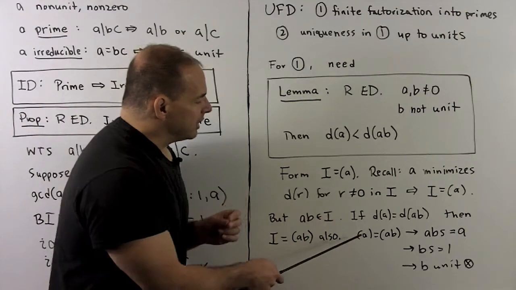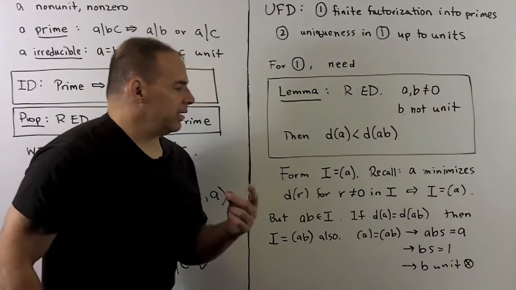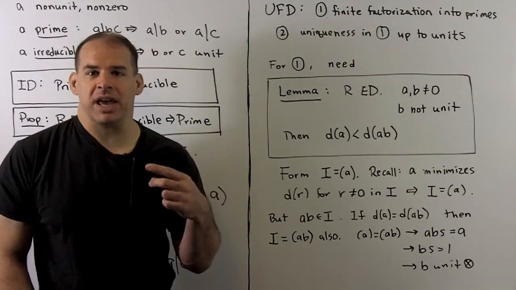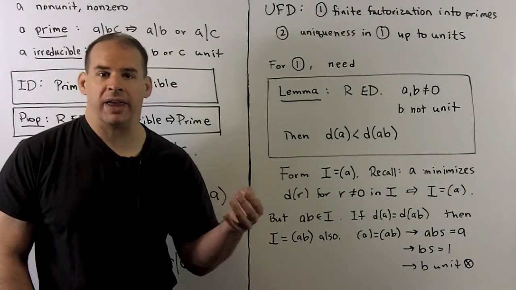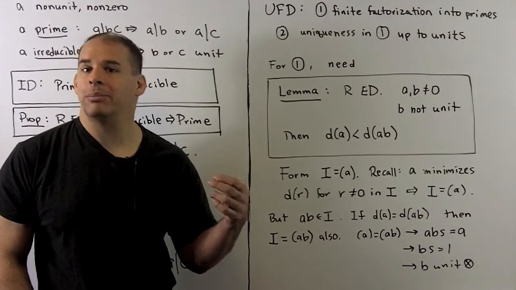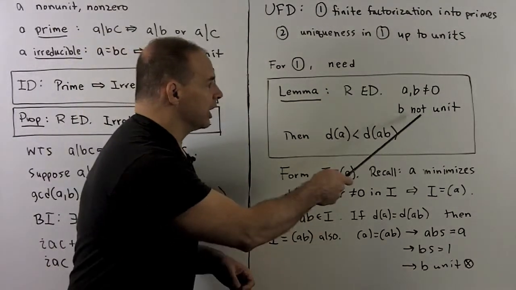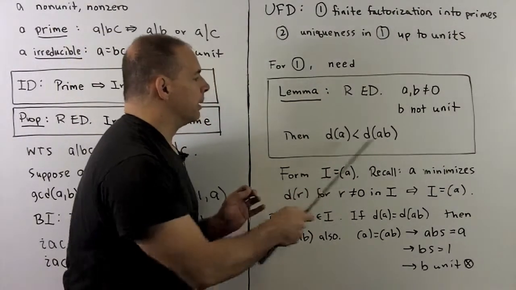So these two ideals would be equal, and that would mean that A is equal to AB times S for some S in the ring. But by the cancellation law, we can remove the A's. We have BS equals 1, and B is a unit, which is a contradiction. So that shows our lemma.